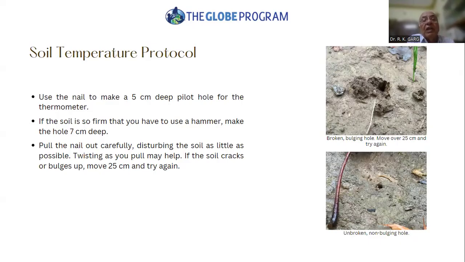So we dig it with the help of a nail. So we make a hole in the soil. If the soil is very firm, we can use the hammer also, so that the hole can be 5 centimeter deep. As I told you, for 5 centimeter reading, we need to insert the thermometer 7 centimeter.